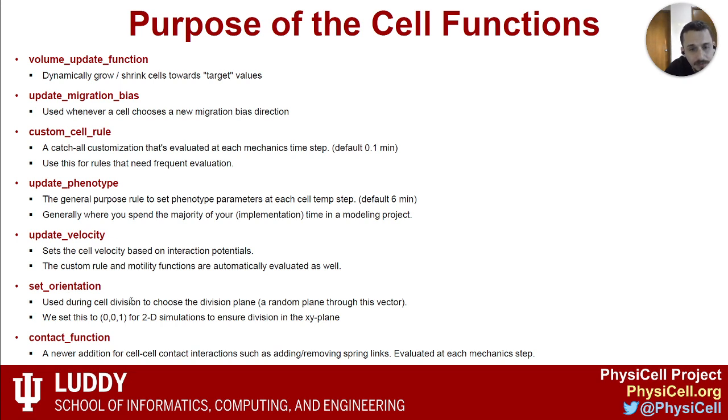The set orientation, as I mentioned, defines the orientation of the cell division, where by default they randomly select one plane for doing that process of division in 3D. In 2D, usually that plane will be the XY plane. The contact function, you can use to add or remove spring links between cells. This is evaluated each mechanics step.